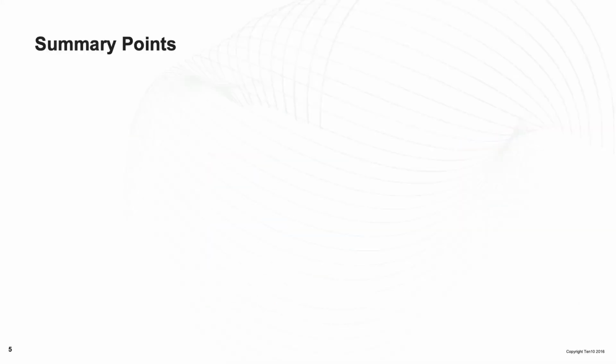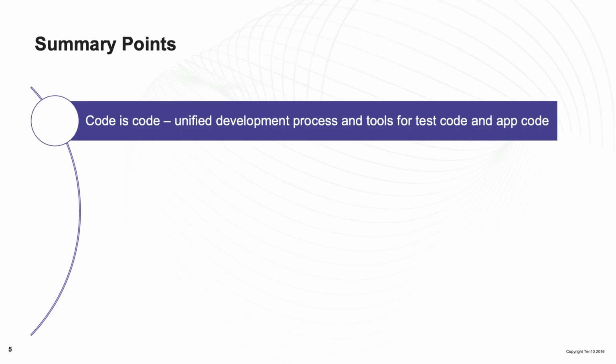Okay, so in order just to round everything up and pull everything back together, I'd like to run through a few summary points that we've raised so far. These are the ones that I feel are important and worth really reiterating and hammering home. The first point is the idea that code is code, whether it's code that you're writing to test a product or whether it's code that you're writing which is the product.